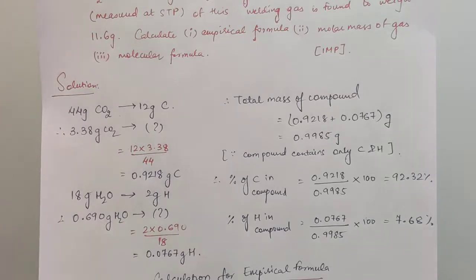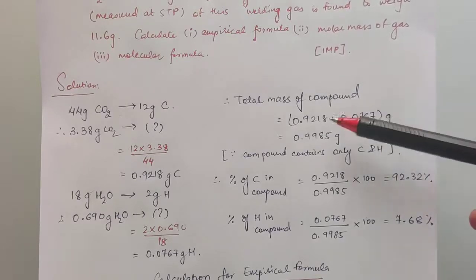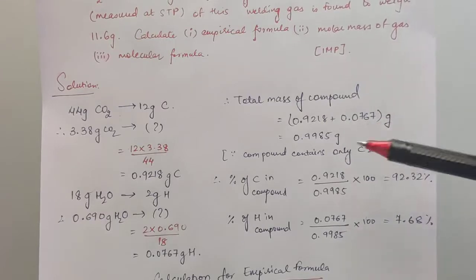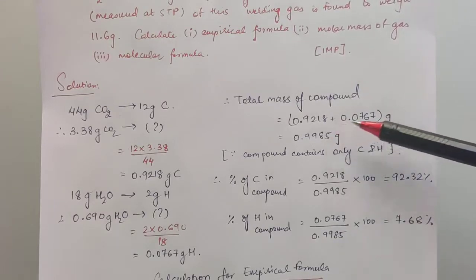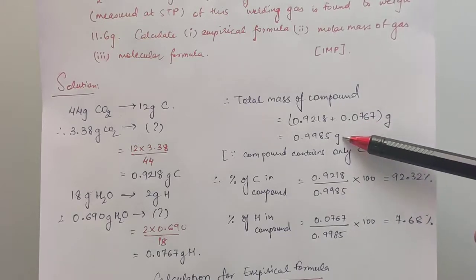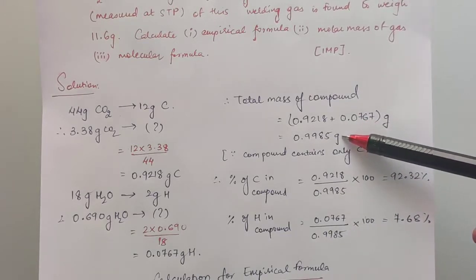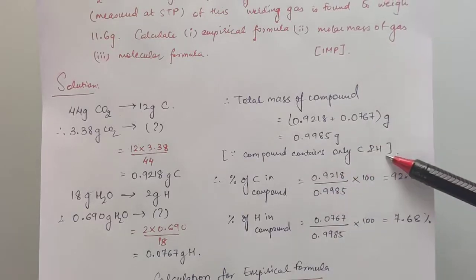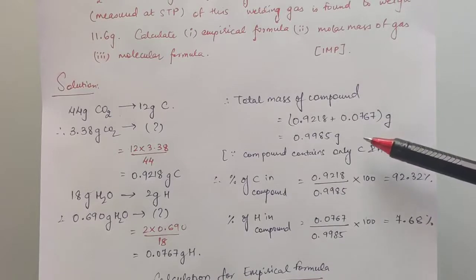Now, why did I do this, students? To get the total mass of the compound. Can you see over here? What I have done, I have taken the mass of carbon, what I got, and added with the mass of hydrogen, what I got. That is 0.9218 plus 0.0767. You get the total mass of the compound as 0.9985. Clear? So, the compound contains only carbon and hydrogen, and the total weight of the compound is 0.9985.